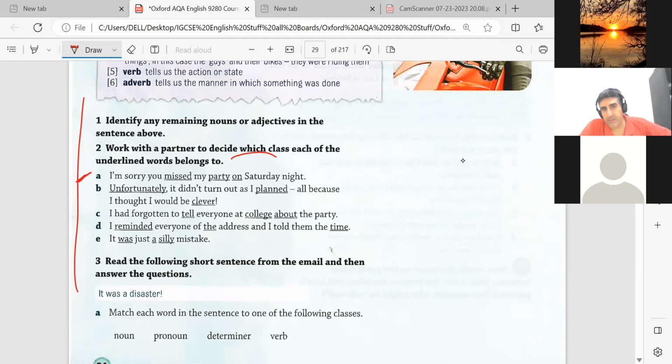Determiner. No, sorry, it's a noun. Now, on. Preposition. Exactly. So the three words: missed, verb; party, noun; on, preposition. Okay? Can you complete the rest, please?